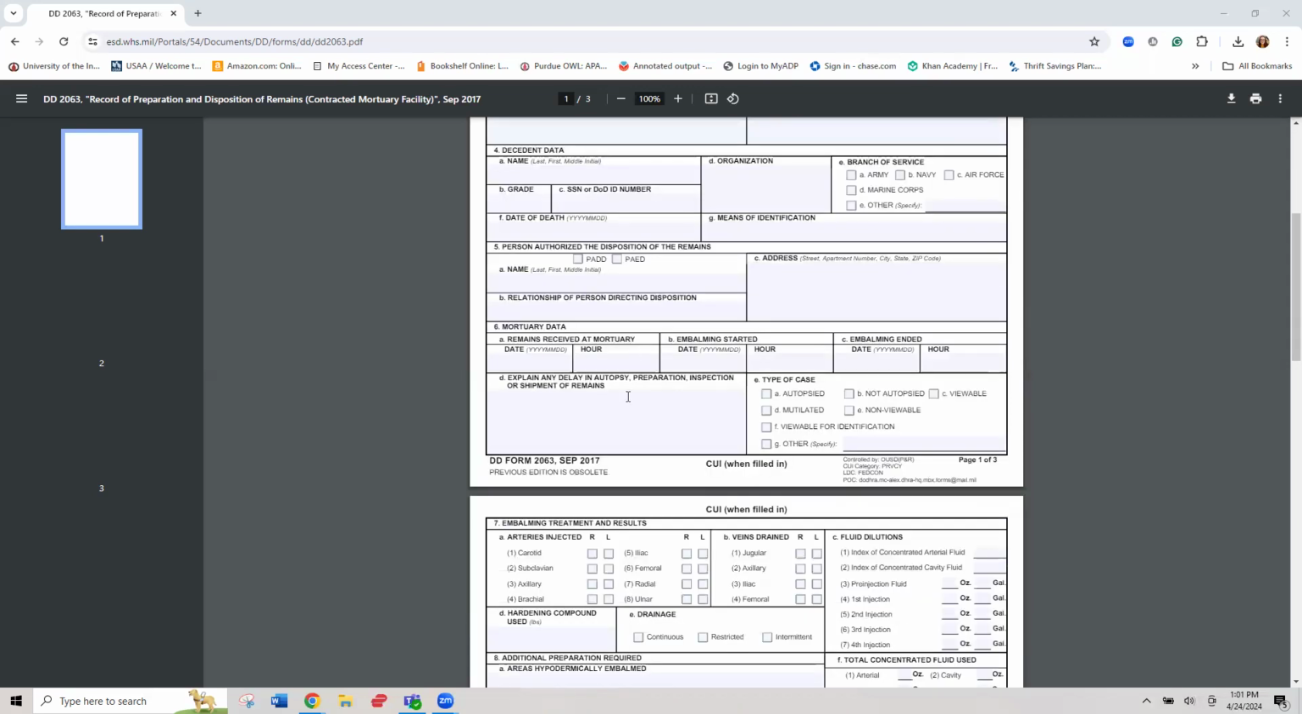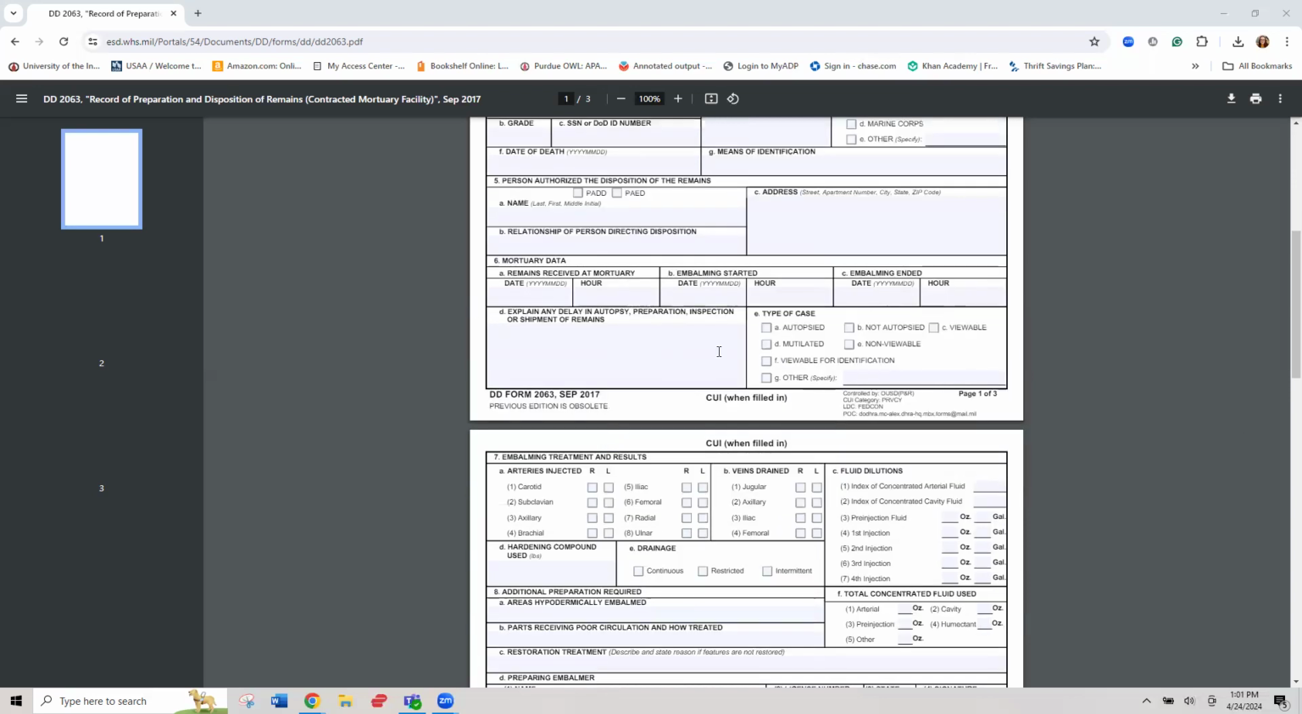And then you're going to get into your information. So when did you receive the person at your mortuary? Notice the date formatting, and you're going to put your hours in military time. What time the embalming started and what day, and then when it ended. Okay. In D, obviously, you're going to explain delays.